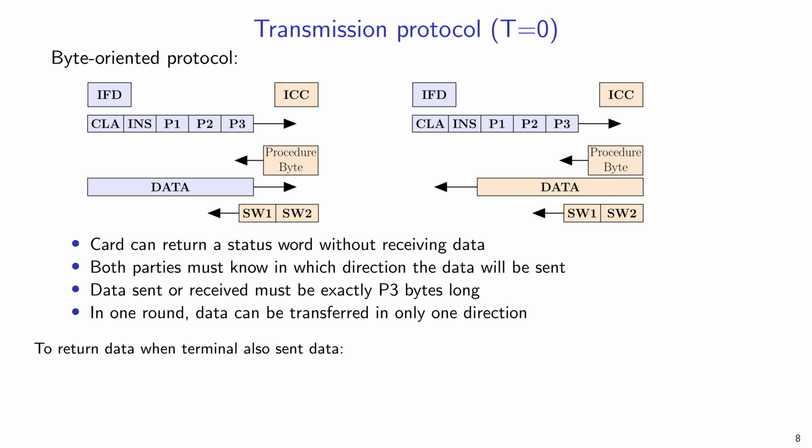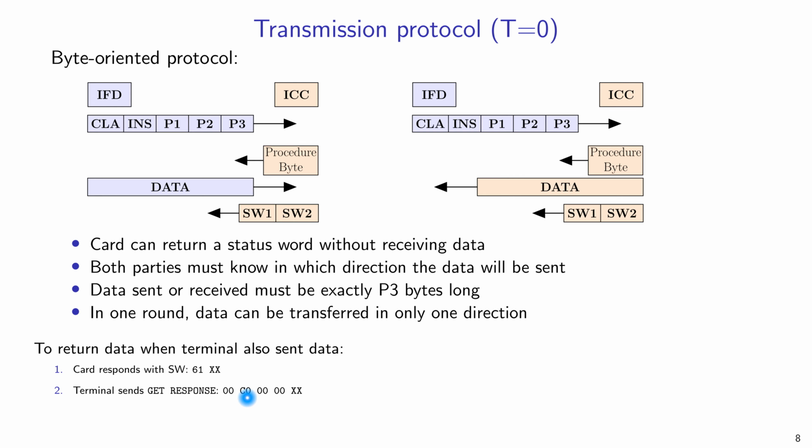To return data when the terminal has also sent data, the following workaround is used in the T0 protocol. Let us say that the terminal sent an APDU containing data, but the card also wants to return some data to the terminal. In this case, the card responds with a status word where the first byte is 61 in hex, and the second byte specifies how many bytes the card wants to return. The terminal is then expected to send the getResponse command, like this.